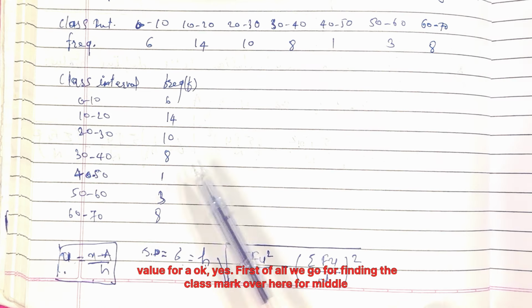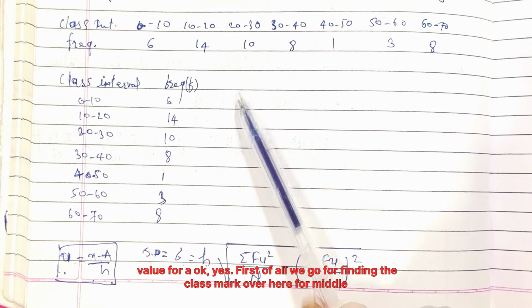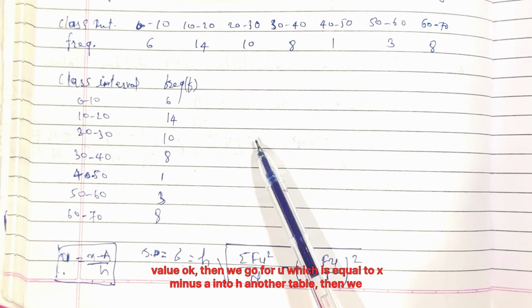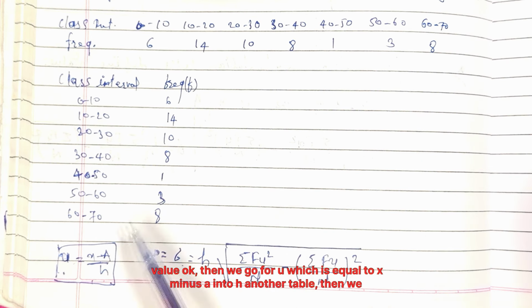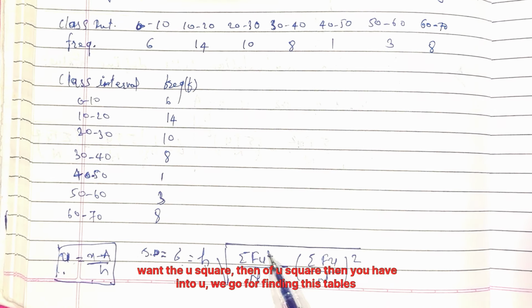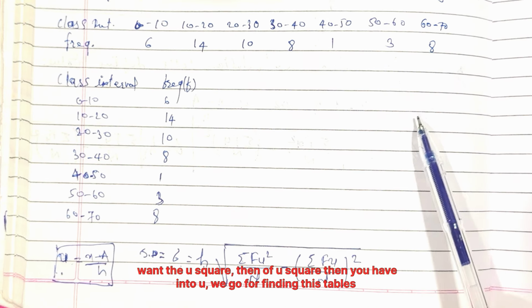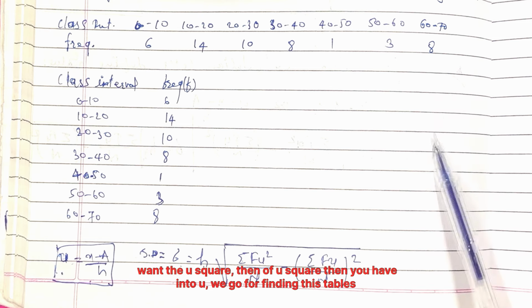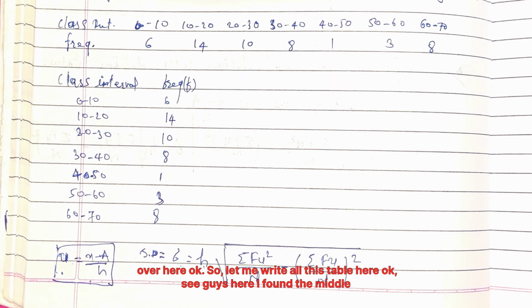First of all, we find the class mark, the middle value. Then we go for u, which is x minus a divided by h, in another column. Then we want u squared, then f u squared, then f into u. We will find all these columns here, so let me write the table.